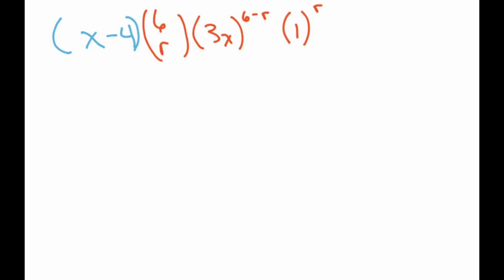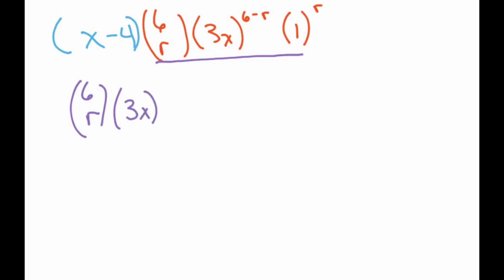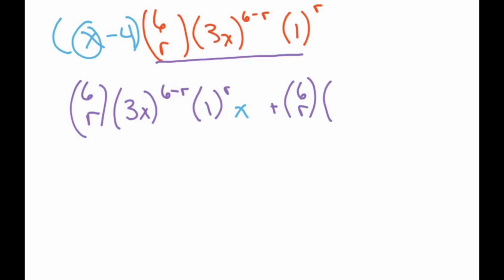So to do that, all you're going to do is copy this down. So we're going to do 6 choose r, 3x to the 6 minus r, 1 to the r, times x. And then go ahead and write plus, and copy it down again. 6 choose r, 3x to the 6 minus r, and 1 to the r. And we're multiplying that by negative 4. So I'm just going to put the 4 here and erase this and move that negative in front.